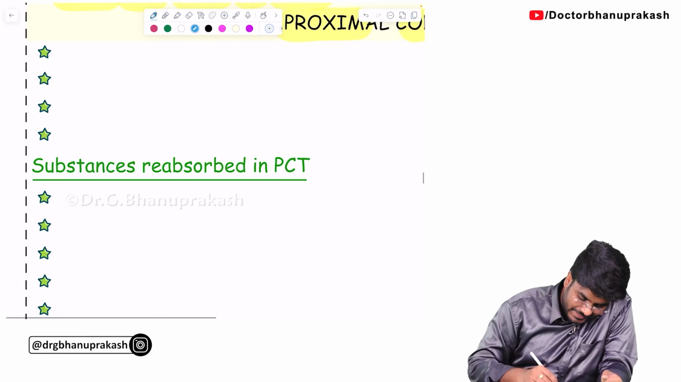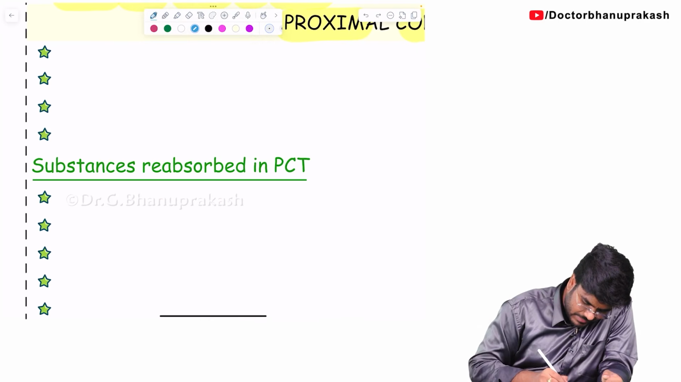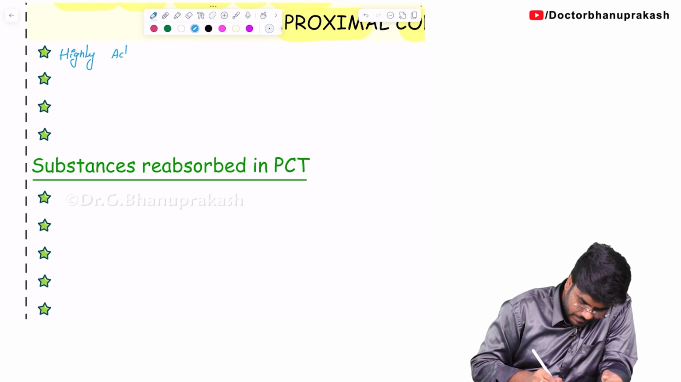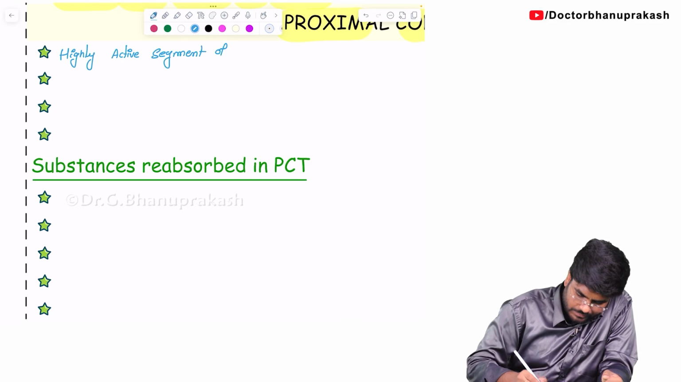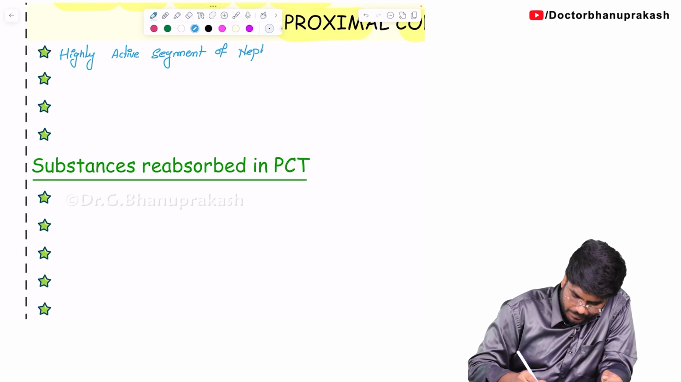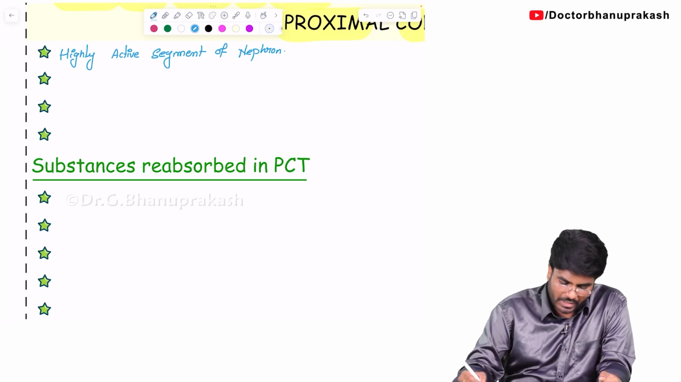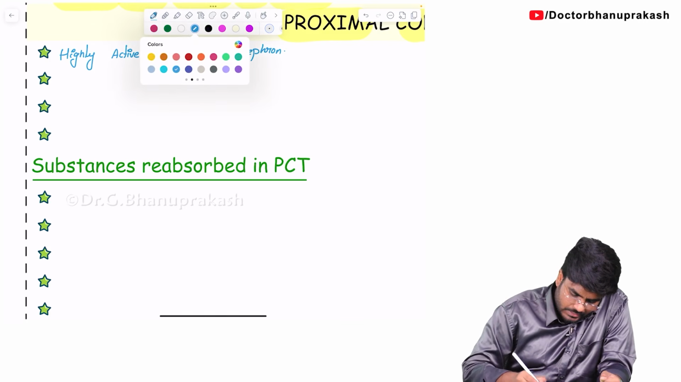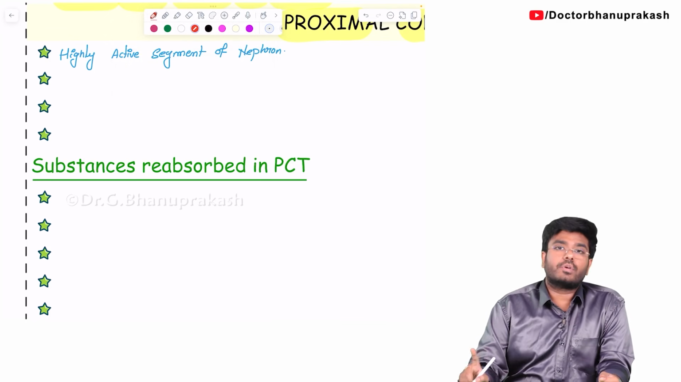See, PCT is a highly active segment of the nephron. So in the entire nephron, the most active part is the PCT. Why are we saying this? Because in the PCT, most of the substances are reabsorbed.